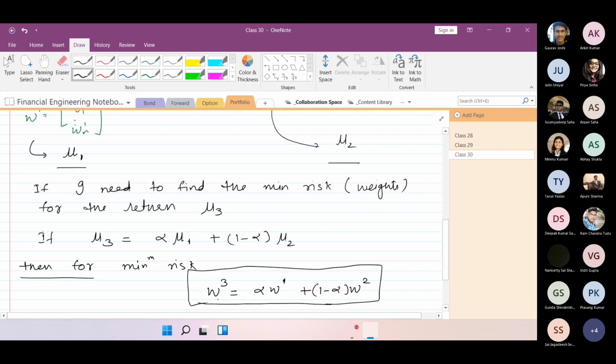I am saying that if I have two solutions for mu1 and mu2, and I need to find what should be the minimum risk, or we know that for minimum risk we try to find what will be the weights. So I'm saying that if mu3 can be given as an affine combination alpha mu1 plus 1 minus alpha mu2, so this alpha I need to find. Suppose I know alpha, because mu1 and mu2 are known, and mu3 you know, for which you need to find what should be the risk. Then for minimum risk, the weight W3 can also be given as the same combination, alpha W1 plus 1 minus alpha W2, with weight vector W1 and weight vector W2. Is the statement clear? We need to prove this one.